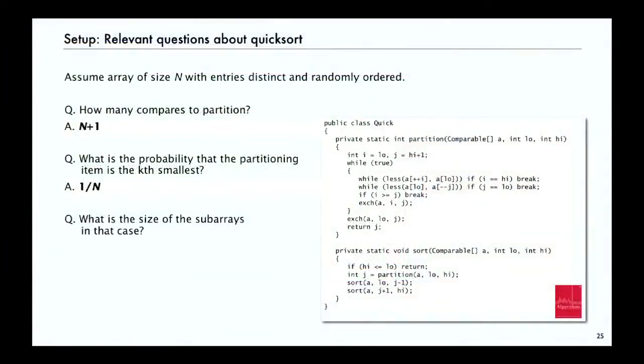Now, what's the size of the subarrays if the partitioning element is the kth smallest? Well, everybody to the left is less, so there's k minus 1 of those, and everybody to the right is bigger, there's n minus k of those. Add those together, you get n minus 1, and then the partitioning element gives n. So that's a relevant question that we need to know the answer to: what's the size of the subarrays in that case?